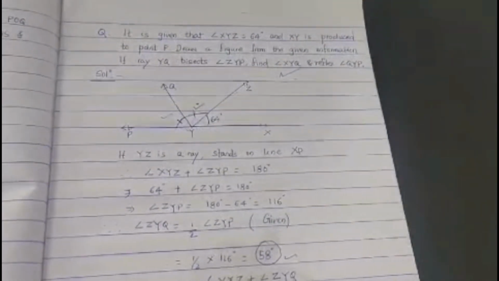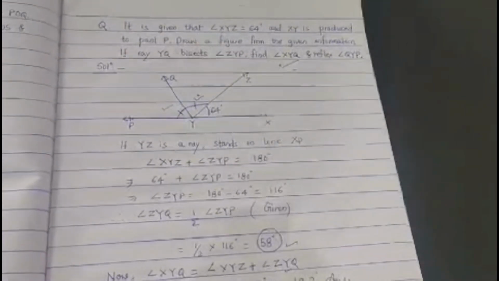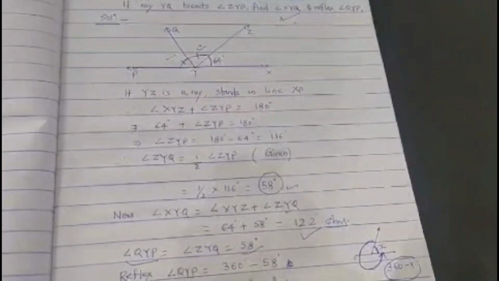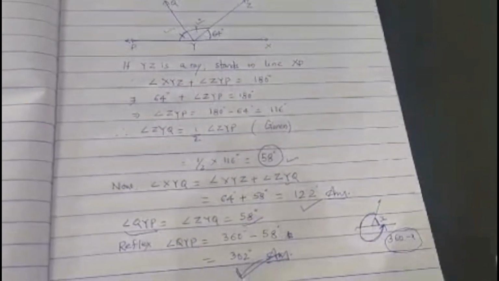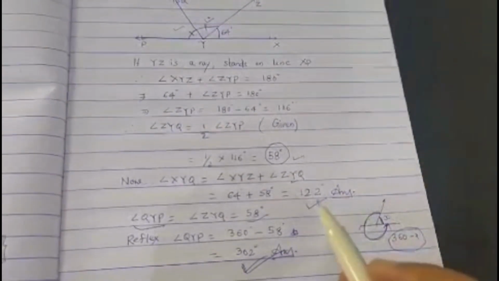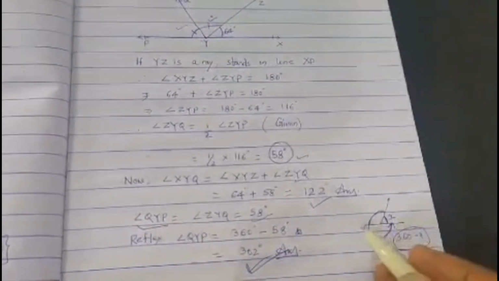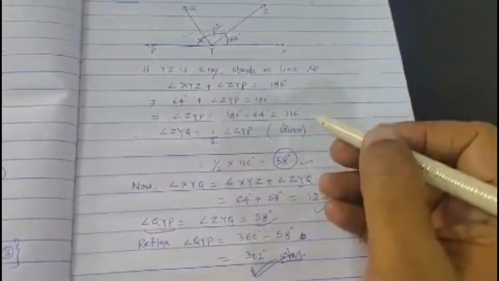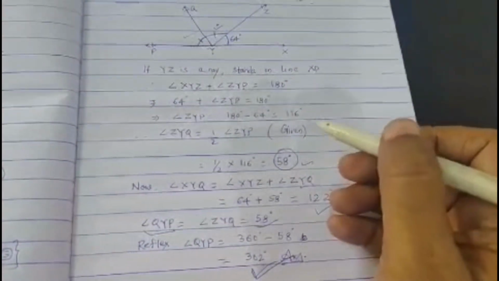I hope all these things are clear to you. We have just used the theorems and axioms we have studied in the chapter, and we are applying these things, such as reflex angle and this linear pair axiom we are using everywhere.